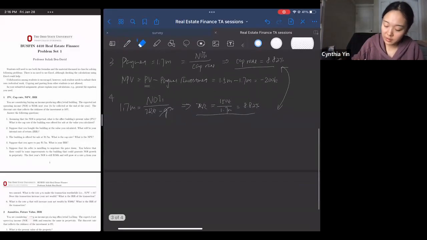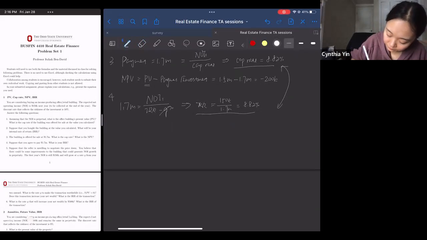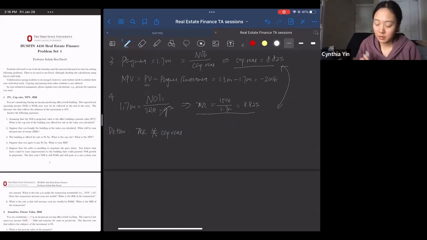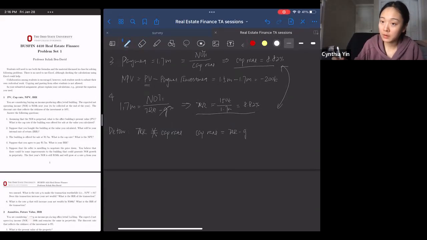And another thing I want to emphasize here, because I found many people made some mistake when I'm grading. Another detour: IRR is not cap rate. So loosely speaking, IRR includes both cap rate and the growth rate, because cap rate equals IRR minus G, minus growth. It's all because here G is 0, so they're the same.